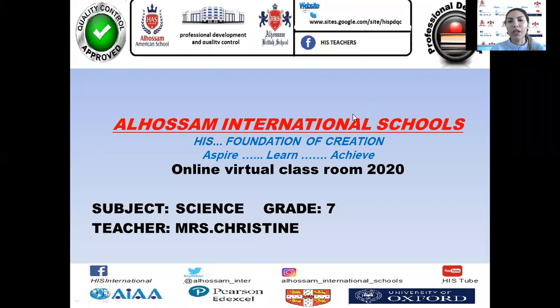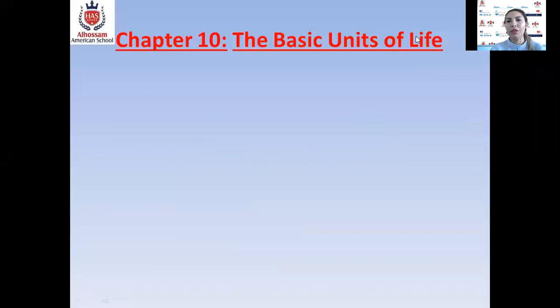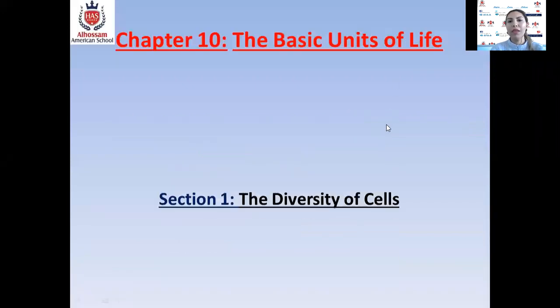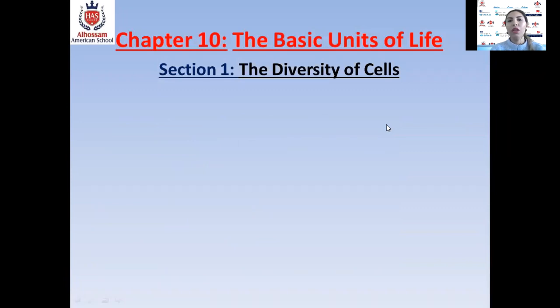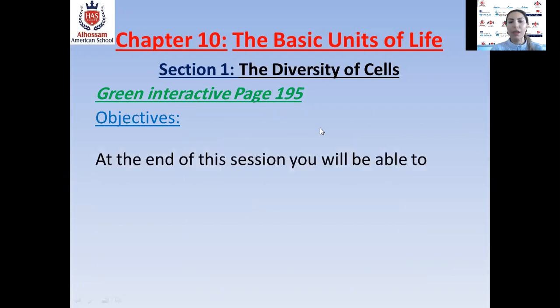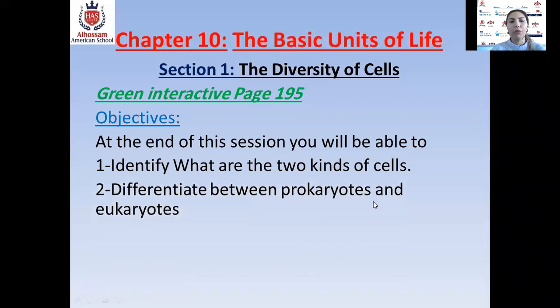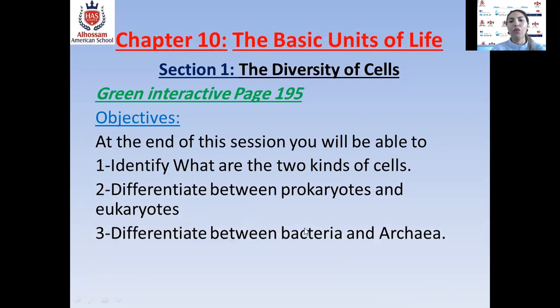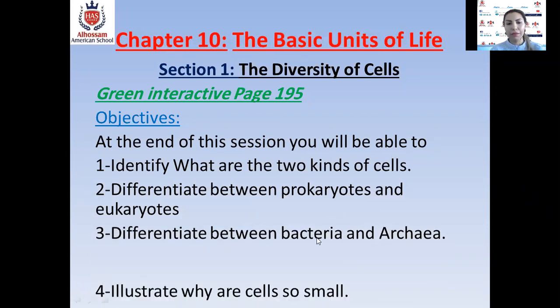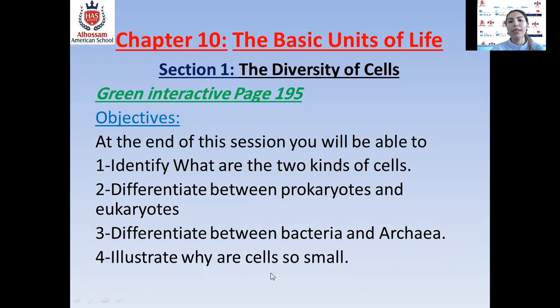And today, let's start our new session, Chapter 10, the basic units of life, Section 1, diversity of cells. You can use the green interactive book, page 195. We'll complete the second part. We'll identify what the two kinds of cells are, differentiate between prokaryotes and eukaryotes, differentiate between bacteria and archaea, and illustrate why cells are so small.